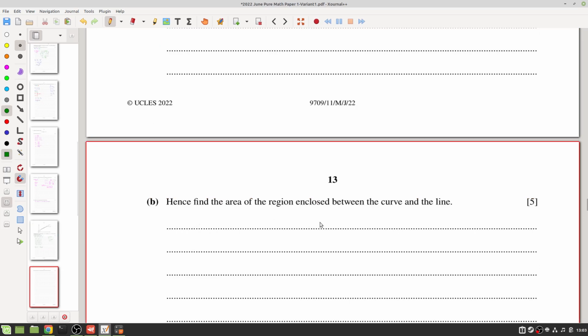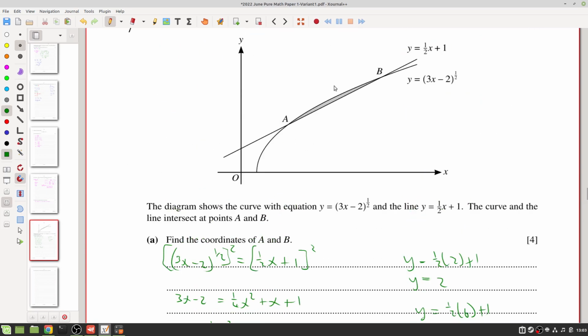Hence, find the area of the region enclosed between the curve and the line. Okay, so to find this area, let me again use some color coding to show what we're doing here. First we're going to find the area underneath the curved surface. So that's going to be this whole area.